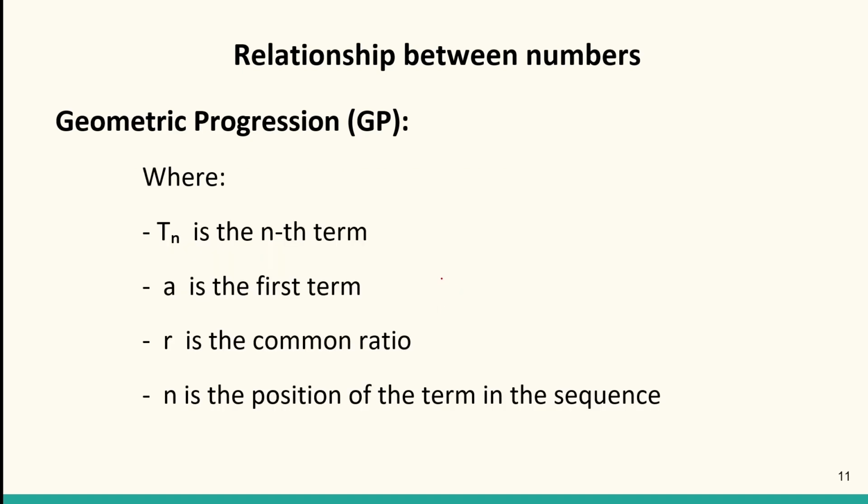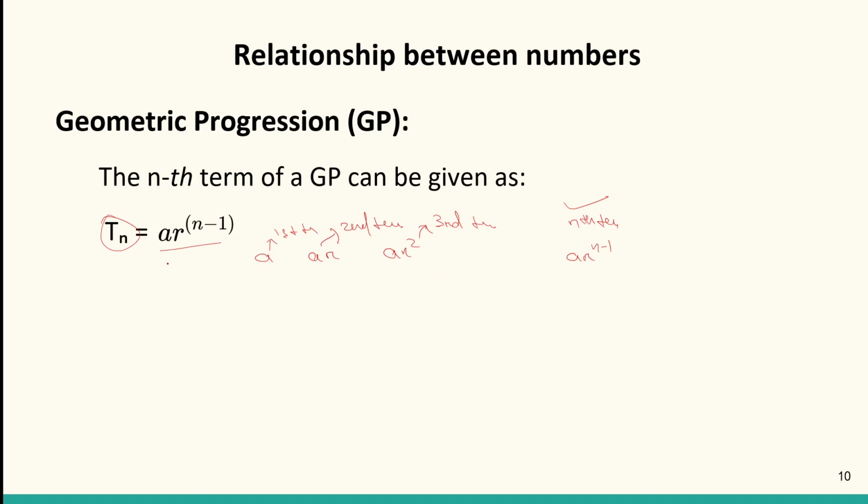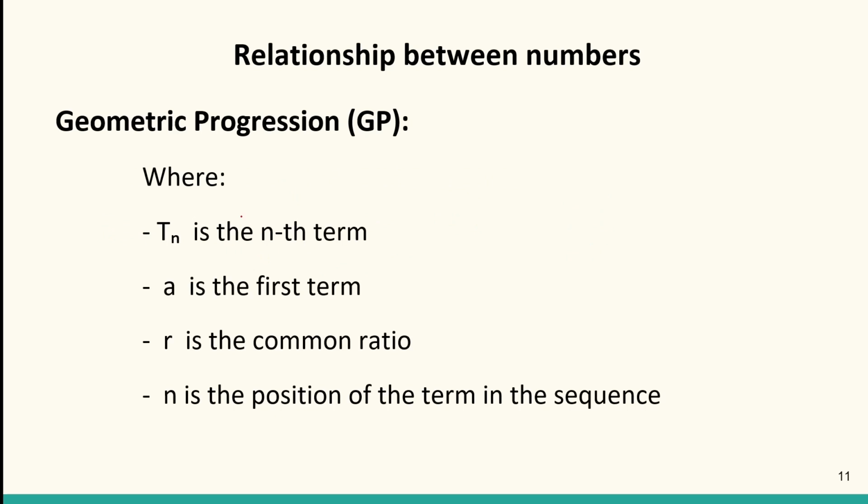Let's denote these terms, that is Tn, or ar power n minus 1. What are these? Okay, so Tn is the nth term, a is the first term as we have previously discussed, and r is the common ratio, and n is the term that we need to evaluate. So n is the position of the term in the sequence.